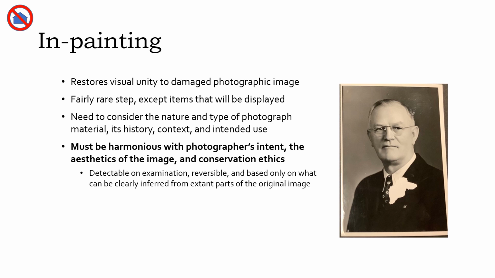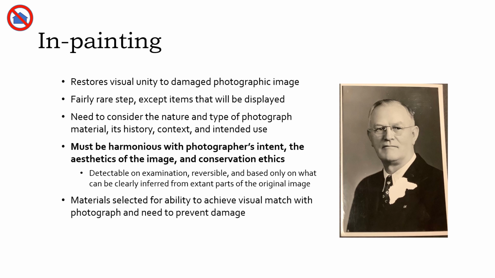Ethically, the inpainting must be detectable on examination, so it's always possible to tell what parts of the image are original and what was added. It also needs to be reversible, so the changes can be removed if later desired, and it has to be based only on what can be inferred from the parts of the image that still exist. It would be ethical, for instance, to inpaint missing parts of a fence, where the fence line and stile can be clearly seen, but not to add a dog beside the fence, even if told one was there, because there isn't enough information about what the dog looked like.